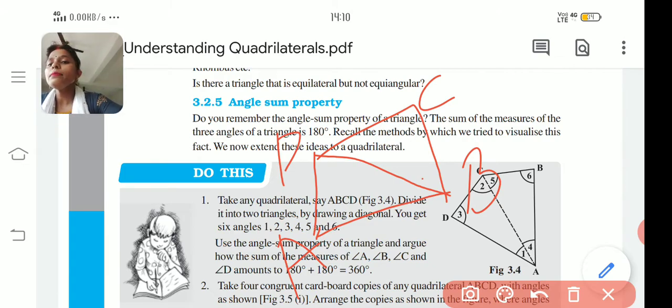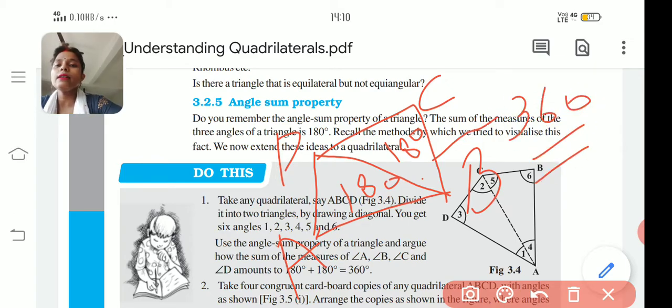Now minimum how many triangles are possible? Two triangles. The sum of all the angles of one triangle is 180, and the sum of all the angles of this triangle is also 180 degrees. So the sum of all the angles of the quadrilateral is 360 degrees. Simple. Clear?